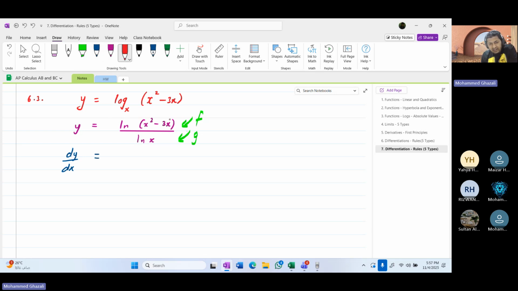So if we find the derivative of the top function, we will get x squared minus 3x in the denominator, and then differentiate x squared minus 3x. I will get 2x minus 3. Then leave the denominator, ln x, subtract what? Differentiate the denominator: you take the x to the bottom, differentiate x, you put it on the numerator, and leave the top function, which is ln(x squared minus 3x), and this entire thing is over the denominator squared.